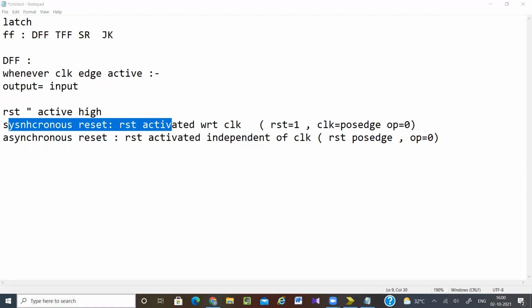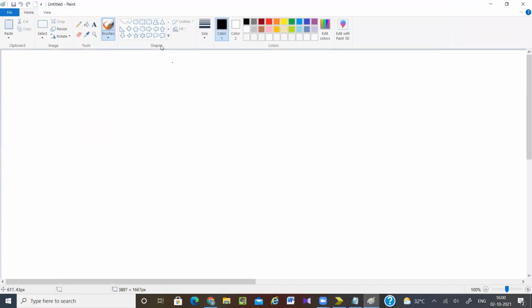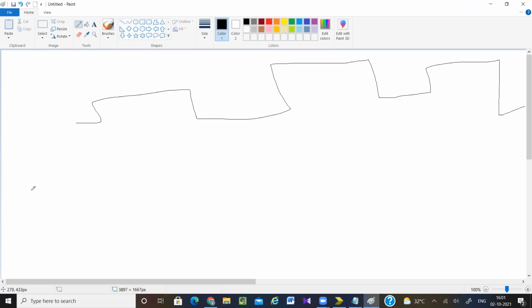So how will its waveform look for synchronous and asynchronous? This one is my clock signal. Now for synchronous reset, I am making the reset signal 1 here. Now here I make it 0, but my output will go to 0 here only. So output can be any value before that. After that, at this point, my output will go to 0.